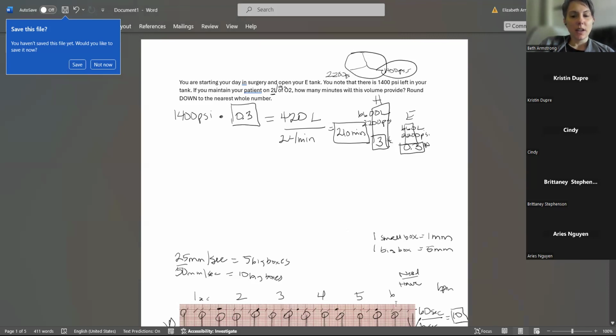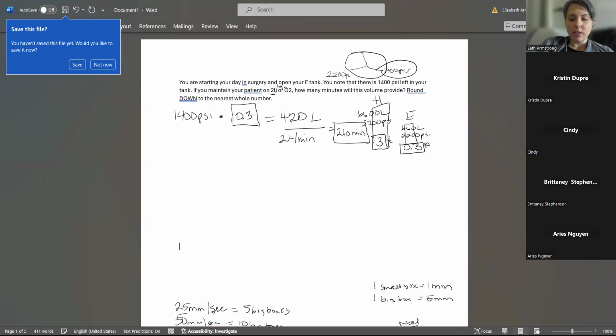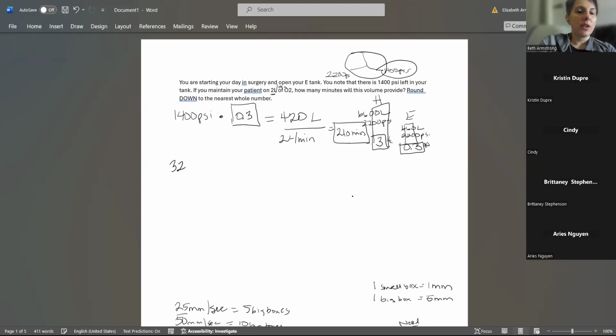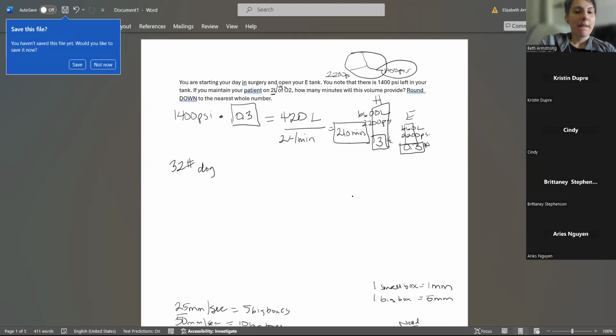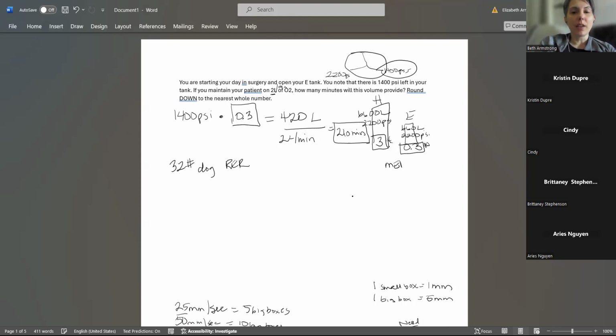All right. Somebody mentioned RER as well, so I'll just go over that one really quick. Let's see, what do we want to do? How about a 32-pound dog that we need to figure out their RER. Okay. And then we'll talk about MER after that.